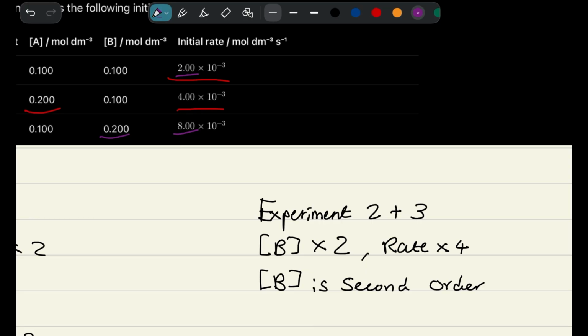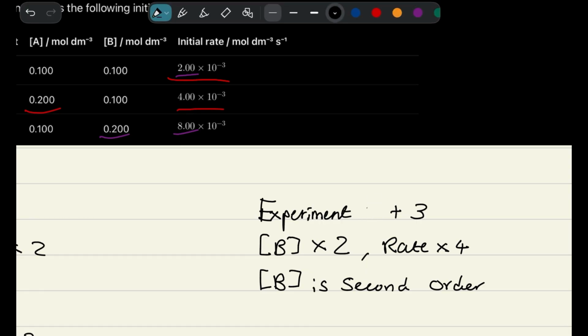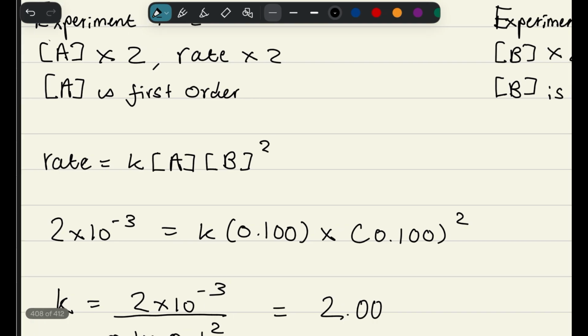So you can see here, between, that should say experiment 1 and 3, you can see that the concentration of B doubles, but the rate increases by a factor of 4. So 4, the square root of 4 is 2. So we're very happy to say that B is second order. That gives us our rate equation now.